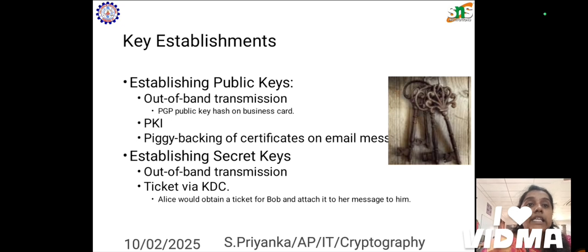Next, let's see key establishment. Key establishment means establishing public keys and establishing secret keys. First, let's see establishing public keys. Here it is out-of-band transmission, that is a PGP public key hash on a business card, PKI, and piggybacking of certificates on email messages. Next is establishing secret keys. It consists of out-of-band transmission and a ticket via KDCs.